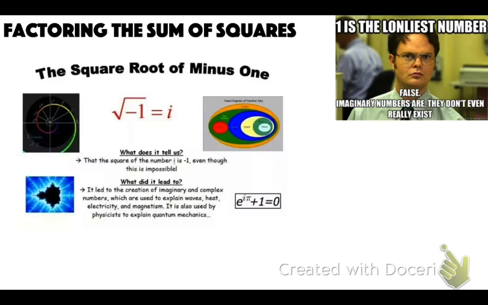They do crazy things. So it led to the creation of imaginary and complex numbers, which are used to explain waves, heat, electricity, magnetism. And it's also used by physicists to explain quantum mechanics. Now, I don't understand quantum mechanics, not even a little bit. I even have this book, Quantum Mechanics for Dummies, because I wanted to, but it's really, really hard for me to understand. But regardless, it's super cool that even though i is this number that we deem as imaginary, it's still something, okay?